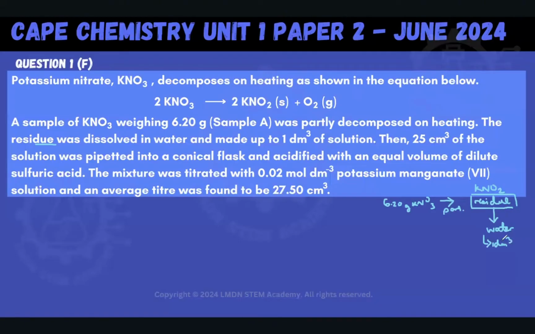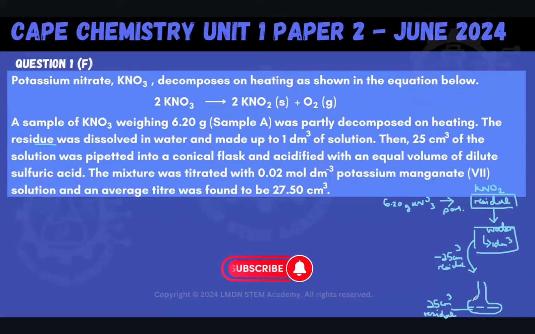Then what's going to happen? We're going to take out of this solution, which is residue dissolved in 1 dm cube of water, 25 cm cube. So we're going to take out 25 cm cube of that residue solution, as we're calling it now. And we're going to put that into a little conical flask. So here's our conical flask, in which we have the 25 cm cube of that residue solution.